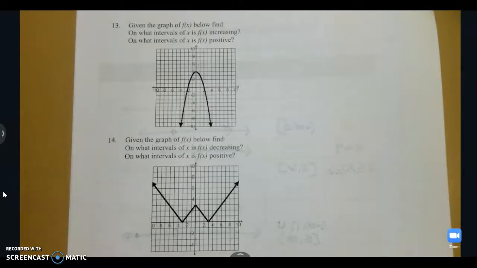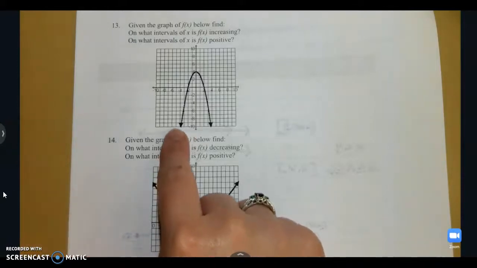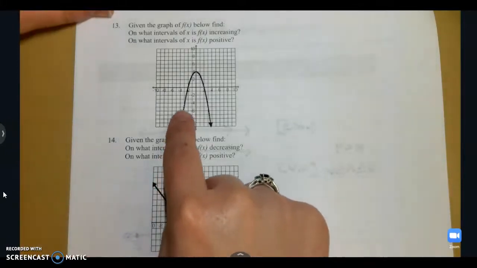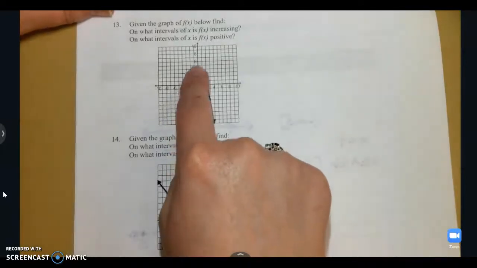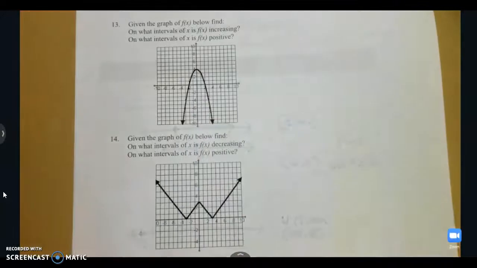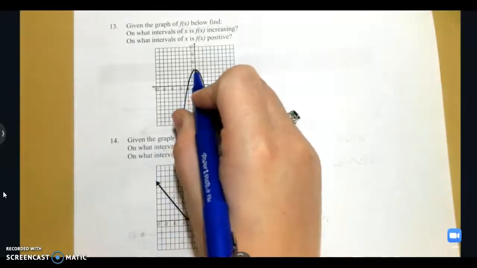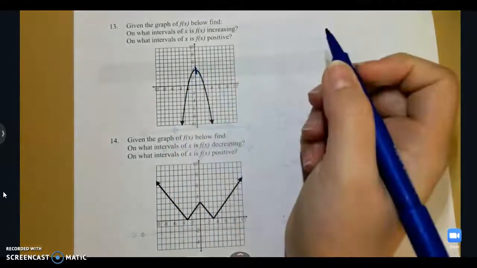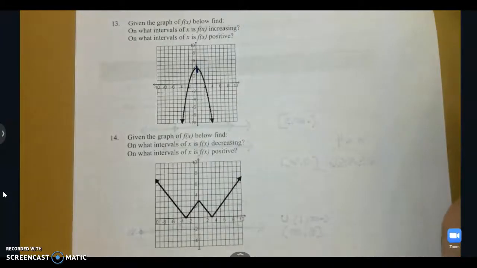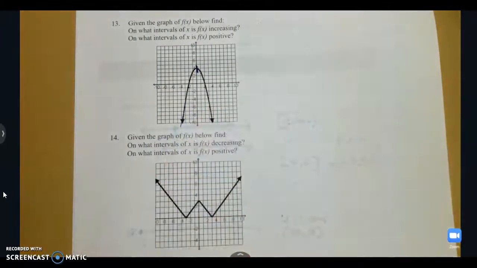And the way we determine this is by tracing our graph. So I'm going to start from the left and move to the right, and I'm going to follow my graph. And if my values are getting bigger, that means it's increasing. And if my values are getting smaller, it's decreasing. So my function is increasing from down here up to this point here. And that's when it switches from increasing to decreasing. So that arrow means that this is going off to infinity.